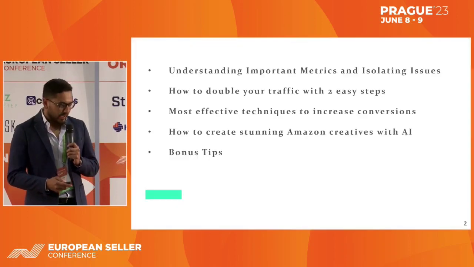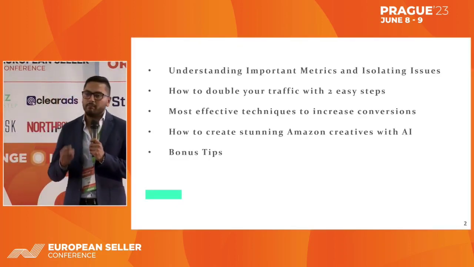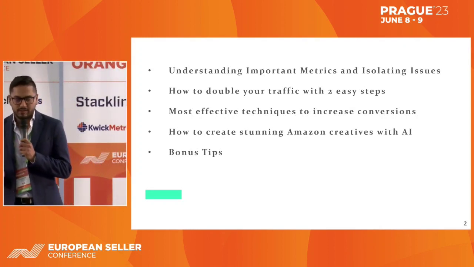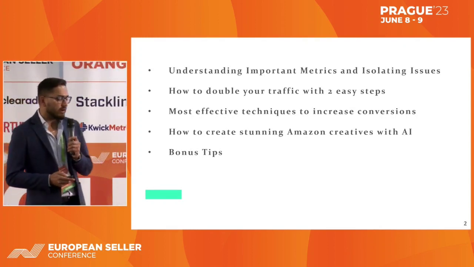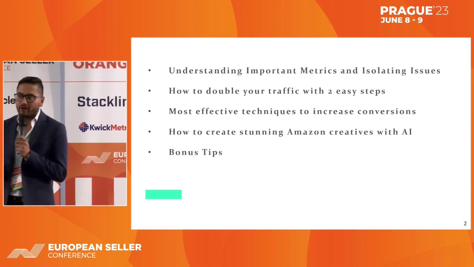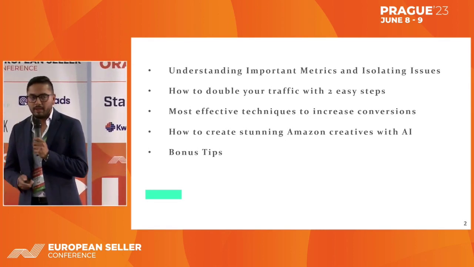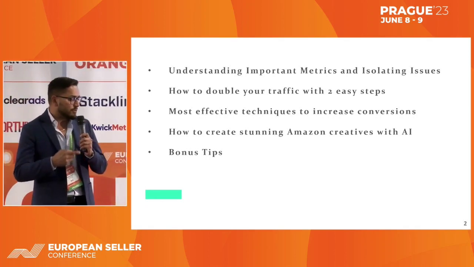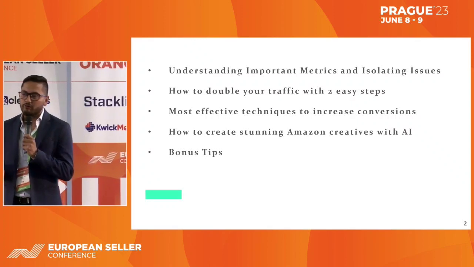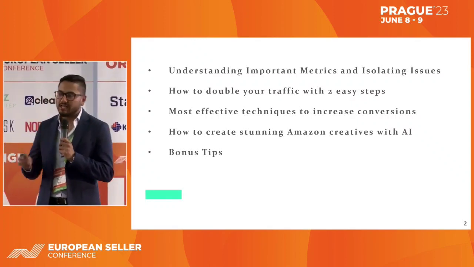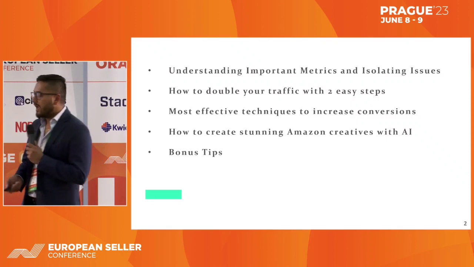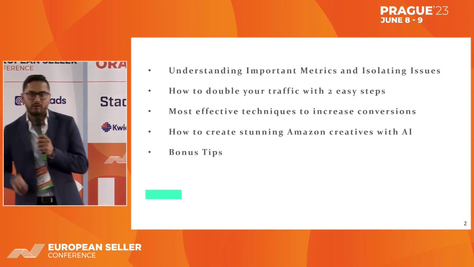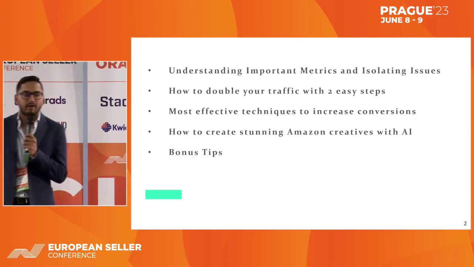What we're going to cover today is, first, understanding the important metrics of your Amazon business and how to isolate your creative issues. Number two, how to double or even triple your traffic with two easy steps. Next, we're going to talk about some of the most effective techniques to increase your conversions and how to create stunning Amazon pictures using AI. And in the end, I'll give you some bonus tips, and if I'm not able to finish on time, you can meet me outside at the booth.